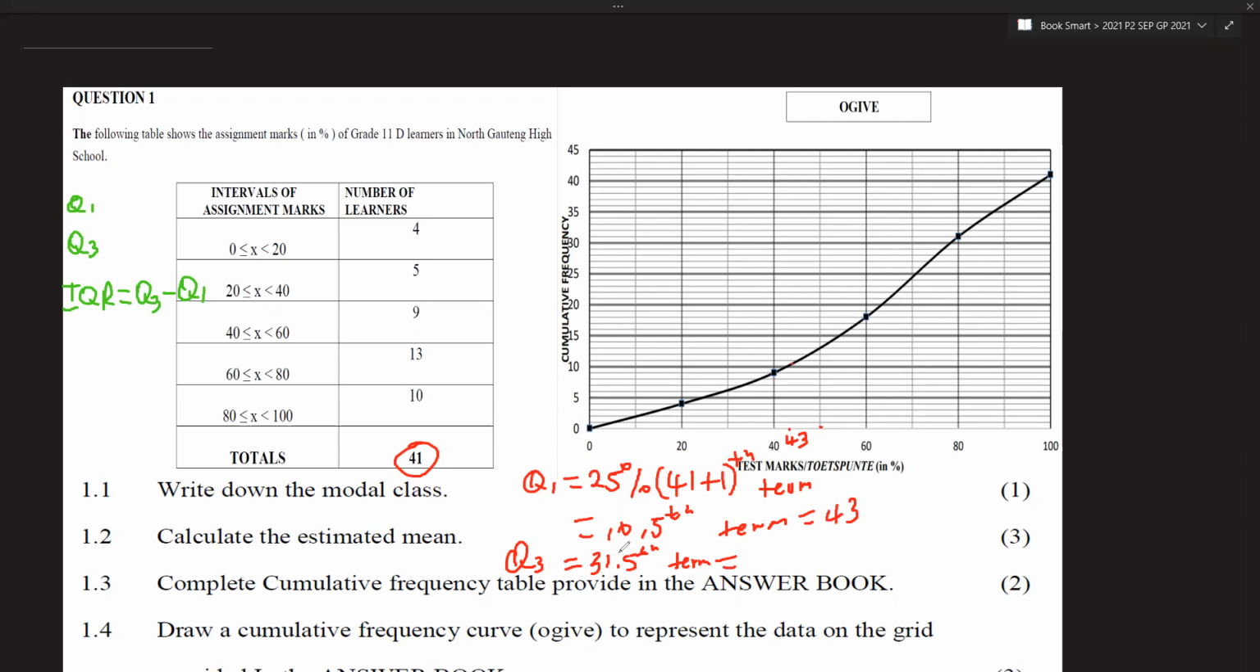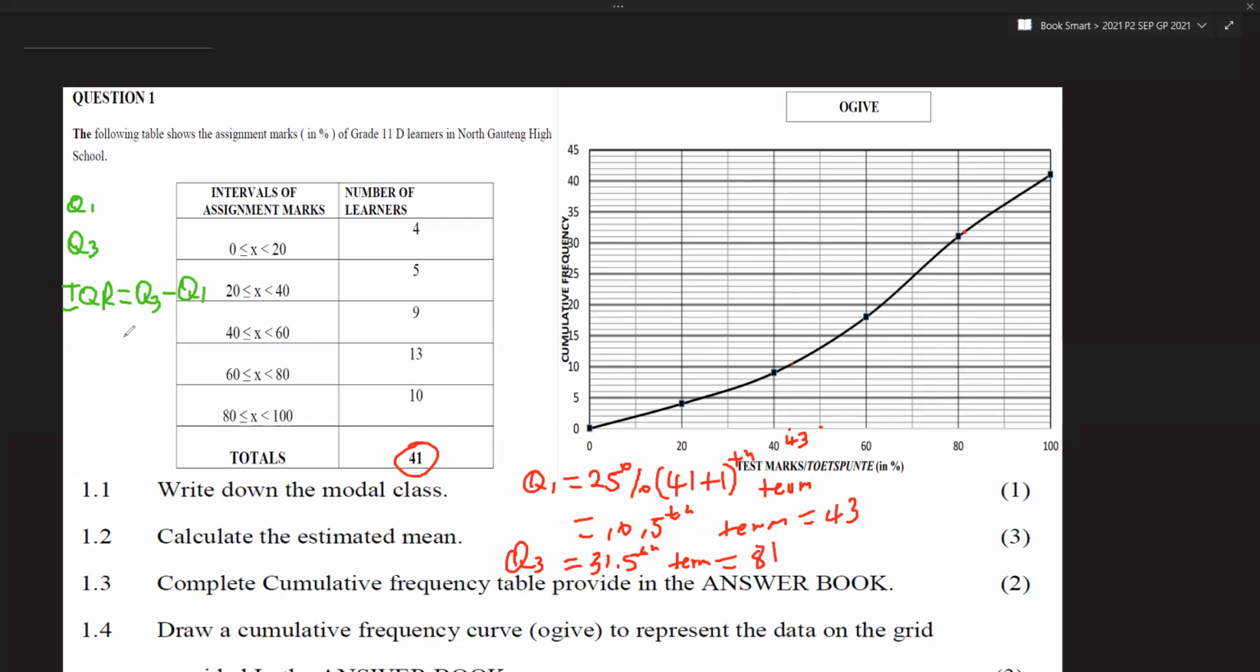And then we need 31.5. So 30 is there. 31.5 will be somewhere. Remember, this is 30. This is 31. 31.5 should be somewhere here. Right. And then we go down, which gives me 81, about 81, 82, but I'll just say 81 in this case.